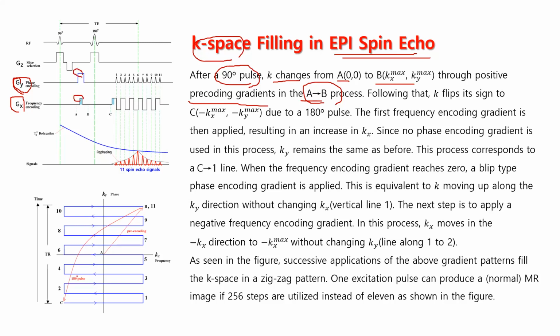So starting from the origin, in the A to B process, Kx becomes the largest value, positively largest value, and Ky also becomes positively largest value. So point B is here.